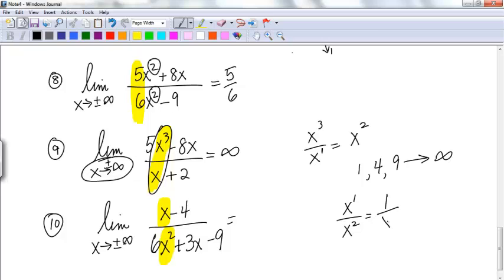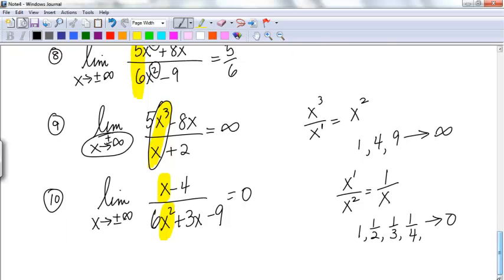1 over x. Now you always start substituting in. So if x is 1, you'd have 1. If x is 2, you'd have 1/2. If x is 3, you'd have 1/3, 1/4. Getting smaller and smaller. That one's approaching 0. So that's the easiest way to remember that.